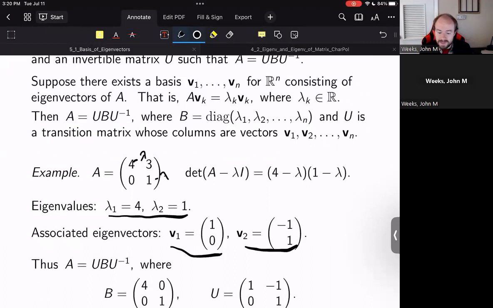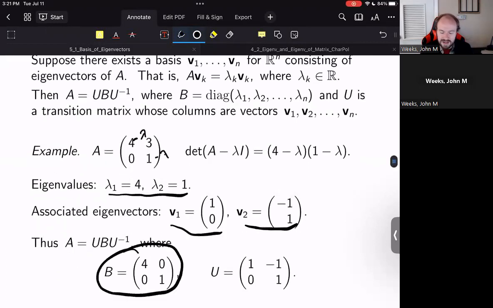Well, this gives us everything that we need. We have our diagonal operator, which you can see I'm associating each eigenvalue with the vector that it's associated with. That order is important. If I switch V1 and V2, that does not work. So this is my lambda 1, and this is my V1. Lambda 1 goes in my first row, first column, and then V1 is my first column vector for U.